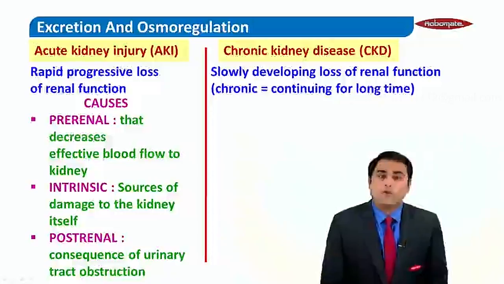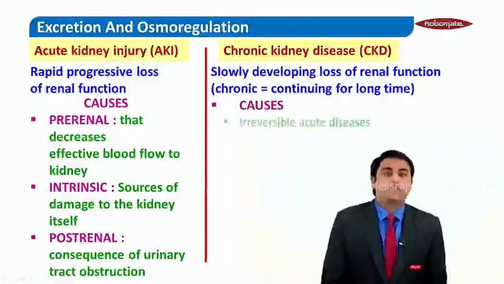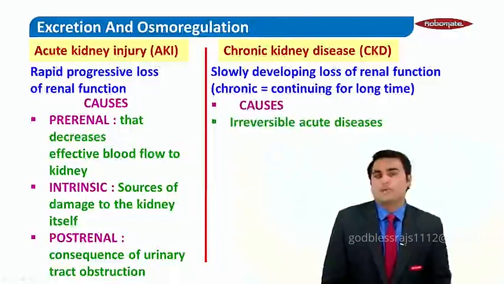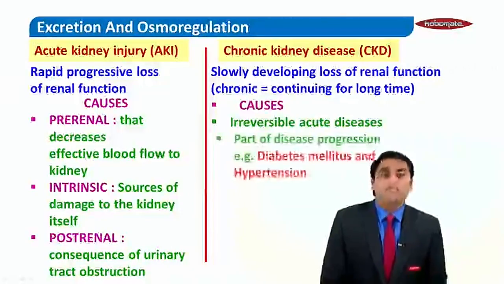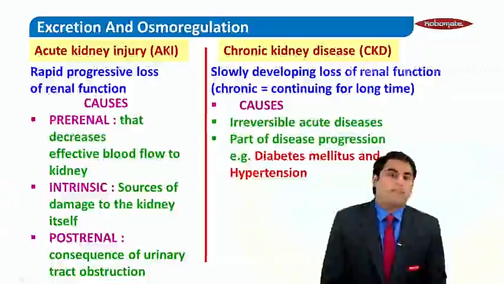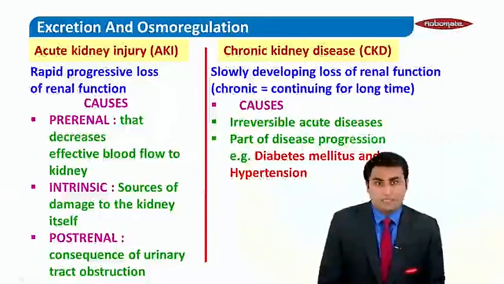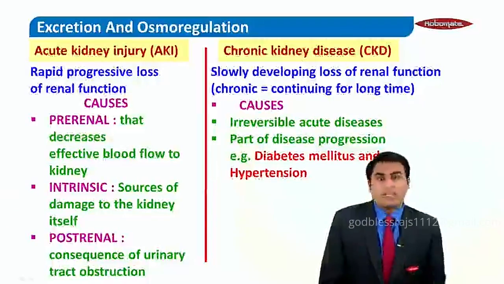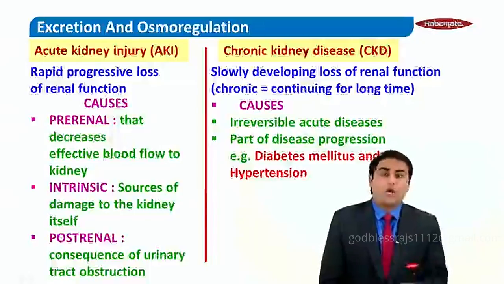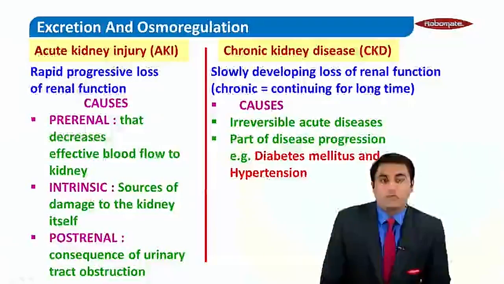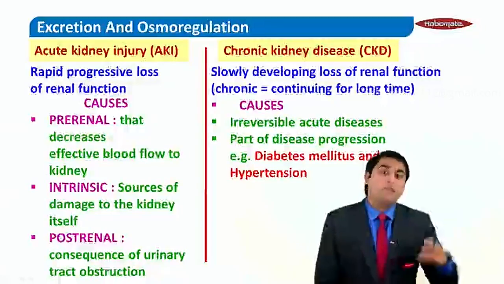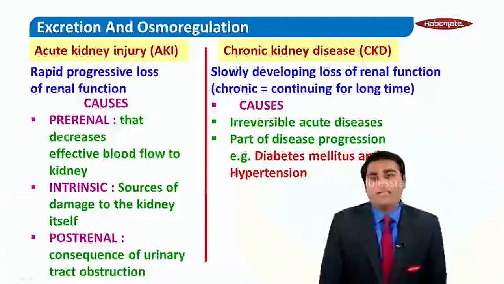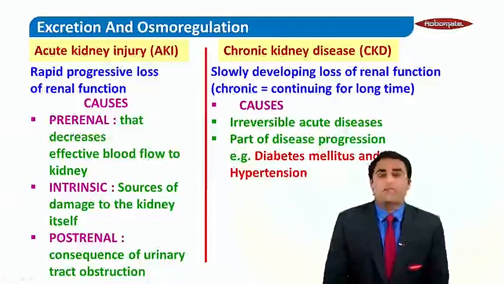But in chronic kidney disease, the first cause is irreversible acute diseases, which lead to chronic kidney failure. Other causes are diseases such as diabetes mellitus and hypertension, that is high blood pressure. During the progression of these diseases, there is a lot of pressure on the kidney itself. That's why if the patient suffers from these diseases for a very long time, chronic kidney disease develops. So these are the causes of acute and chronic kidney diseases.